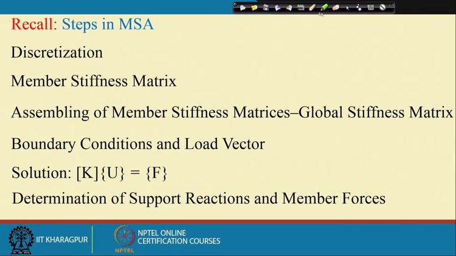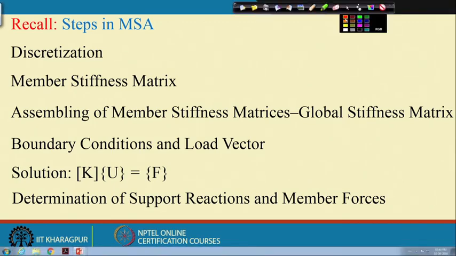We already discussed how to discretize a beam and how to give the numbering. We also discussed the stiffness matrix for different members, and then how to assemble these stiffness matrices to get the global stiffness matrix. Today, we will see how to apply the boundary conditions and then how to construct the load vector. That is today's topic.